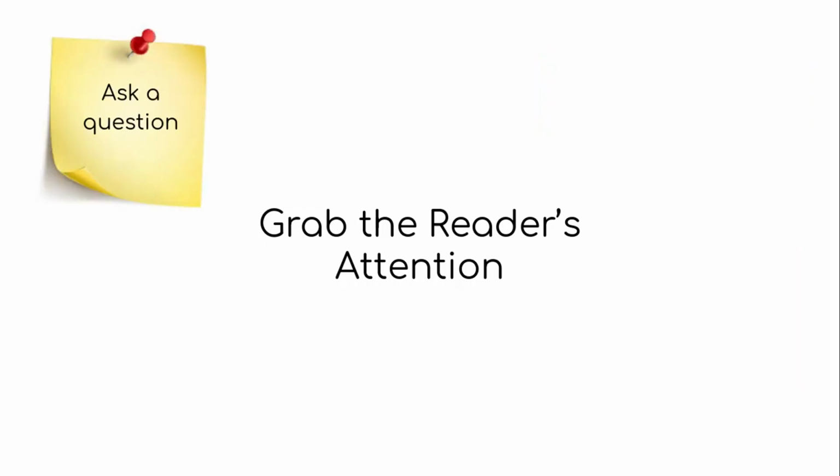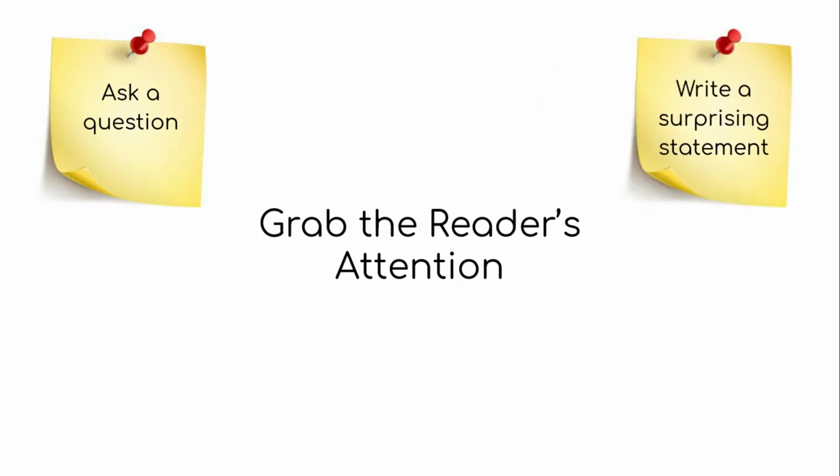ask a question. Really good writing to persuade begins with you engaging with the reader. And what better way to engage with somebody than to ask them a question? Step 2, within this first paragraph, would be write a surprising statement. Write something that possibly the reader doesn't already know, something that will make them more interested in your topic than perhaps they thought they were before.